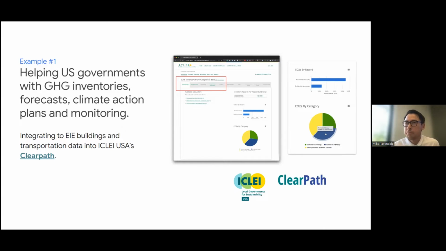It's been a partnership that we've had going for quite some time now. It's been amazing to see just how users interact not only with our data, but also with ClearPath, and how it's just been very useful as far as streamlining the process for completing greenhouse gas inventories, forecasting, climate action plans, and of course, monitoring at the community-wide or government operation scales.